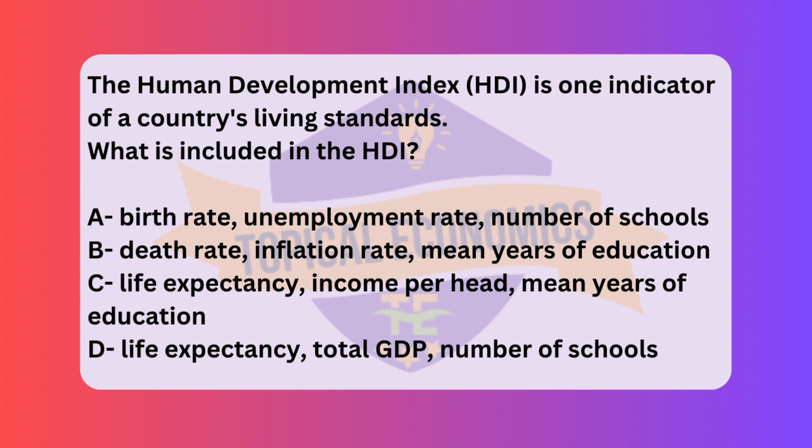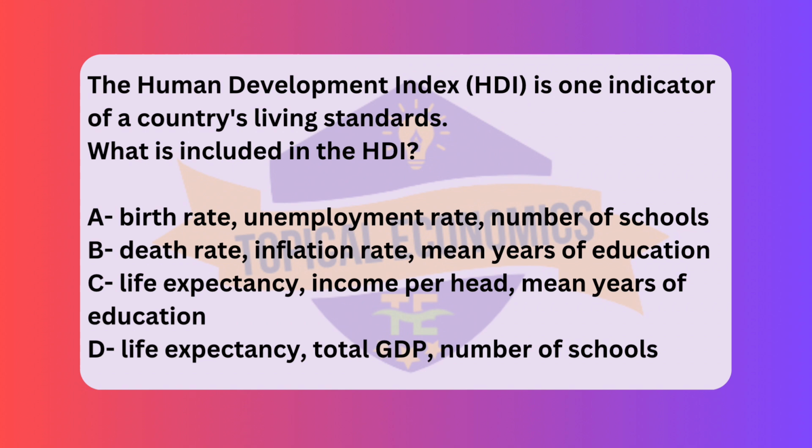HDI includes three key dimensions. 1. Life expectancy. This represents the health dimension and measures the average number of years a person can expect to live, reflecting the general health and longevity of a population. 2. Income per head, gross national income per capita. This is the economic dimension and represents the standard of living, indicating the average income of a country's citizens adjusted for purchasing power parity, PPP.